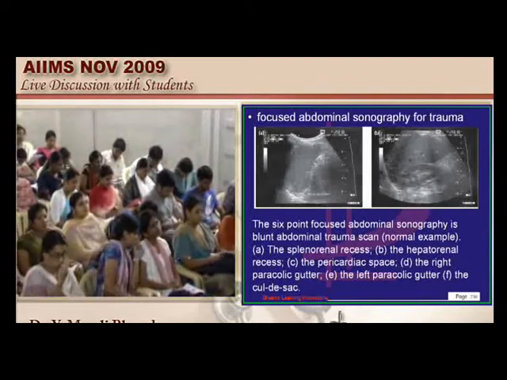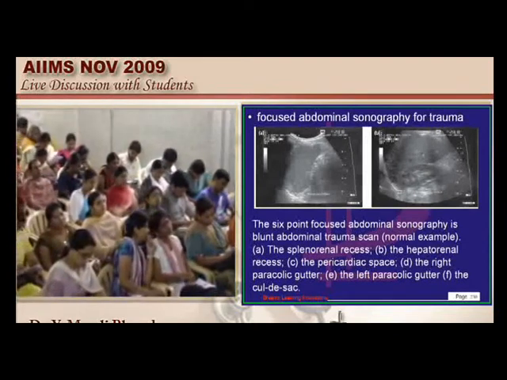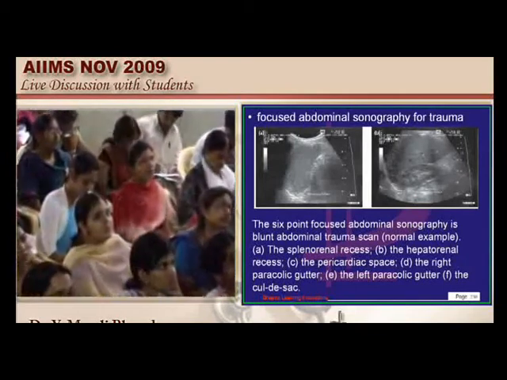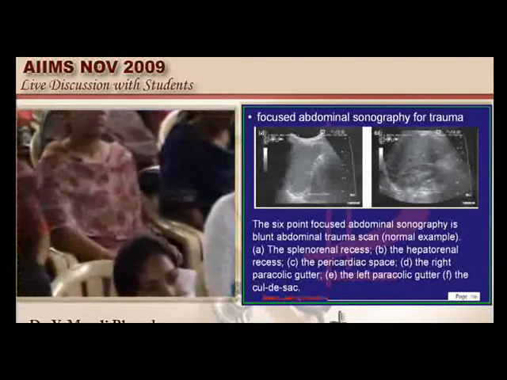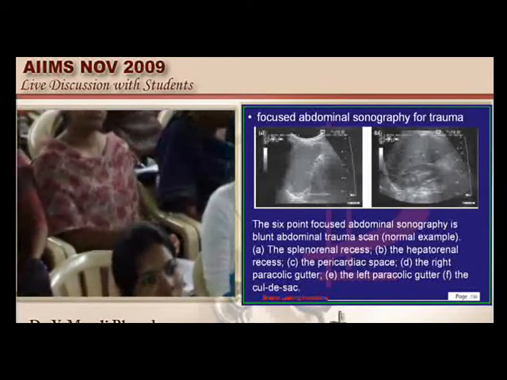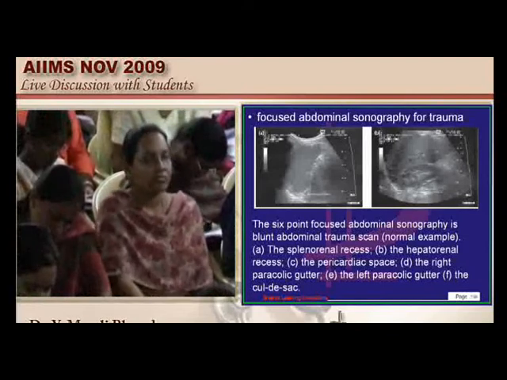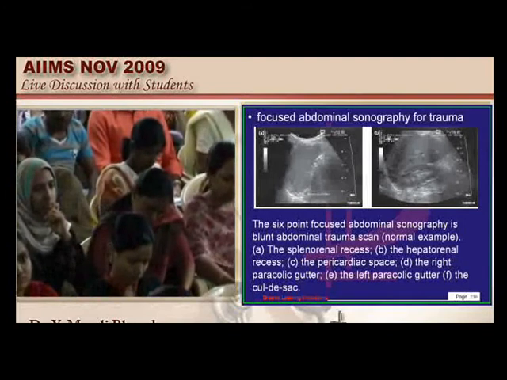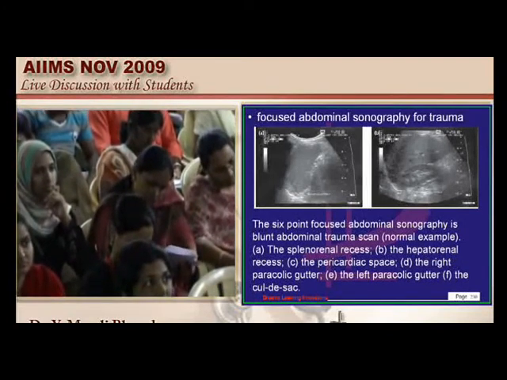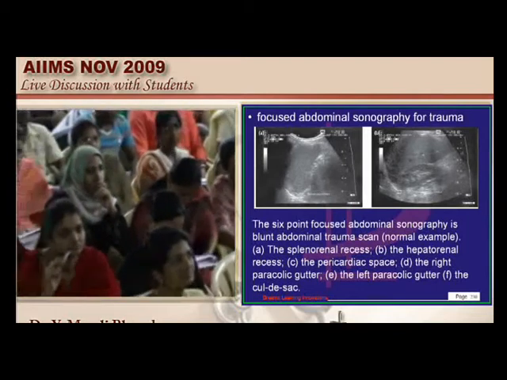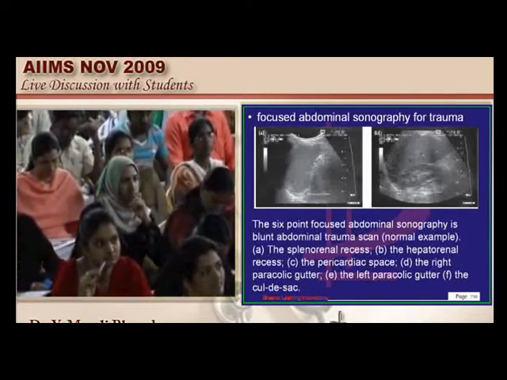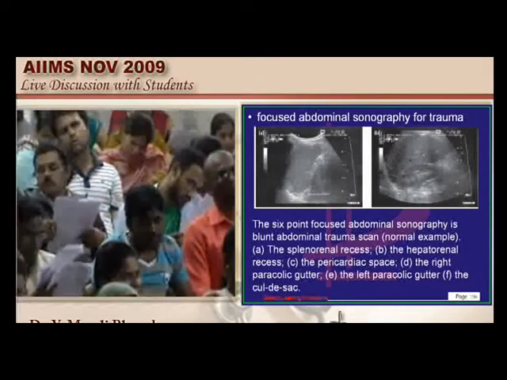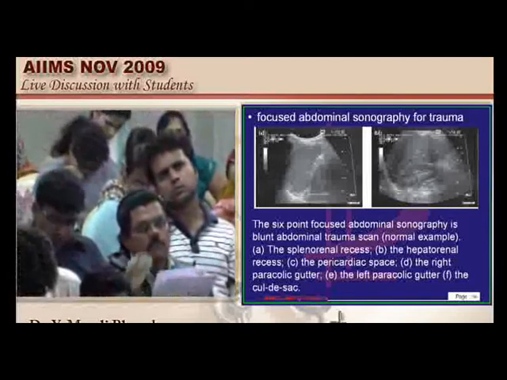And it is the FAST. What are the 6 important recesses you will be checking quickly through an ultrasound probe in the technique called FAST? You will be checking the splenorenal recess, hepatorenal recess, pericardiac space, right paracolic gutter, left paracolic gutter and the cul-de-sac. Quickly you will check all 6 locations. If there is no fluid there, then you can assure the patient that intraperitoneally there is no injury in a case of blunt trauma abdomen, in a hemodynamically stable patient, which needs to be remembered.